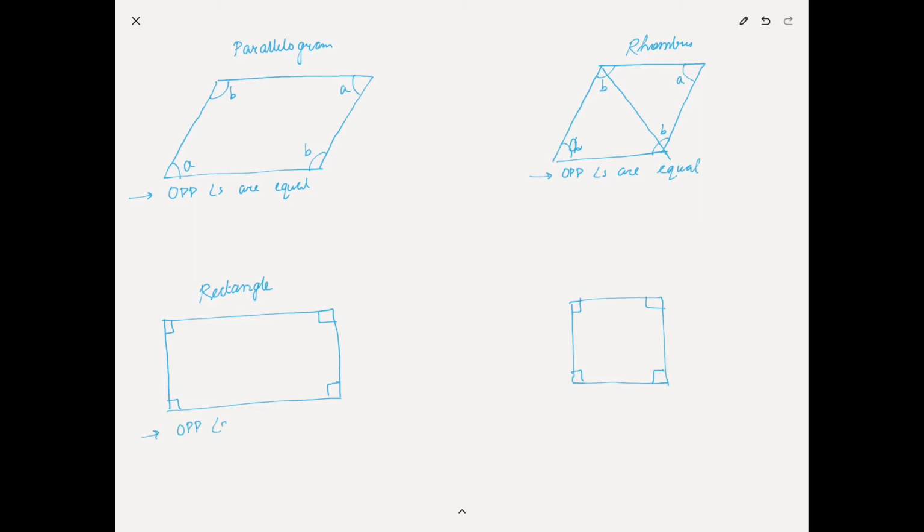Now if you look at the first property that is common between all four of these shapes, opposite angles are equal. A, B, B, and that applies to all of them. For rectangles and squares, since all the angles are 90 anyway, that property still applies to all four shapes. Now let's look at the diagonals. The diagonals have different properties for these four shapes.